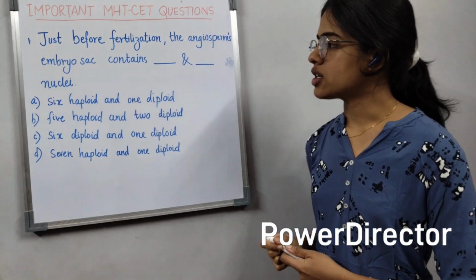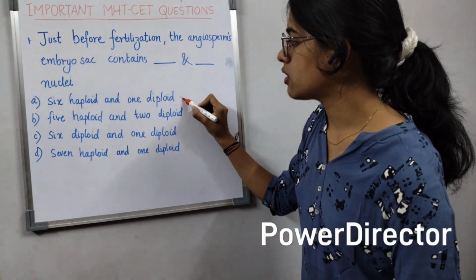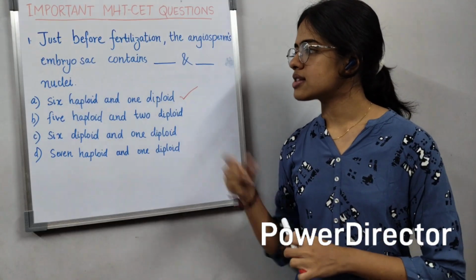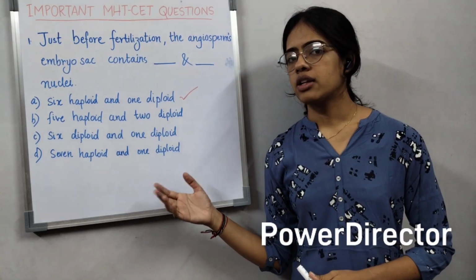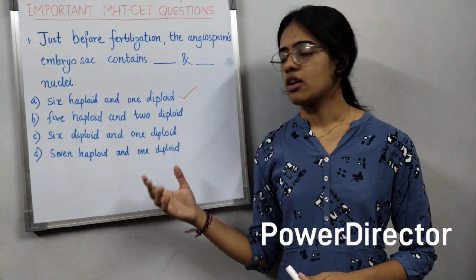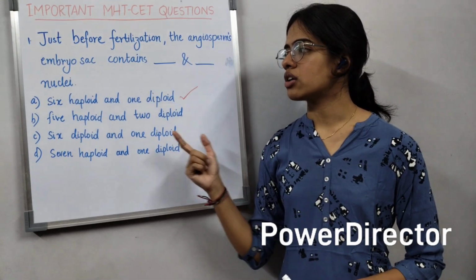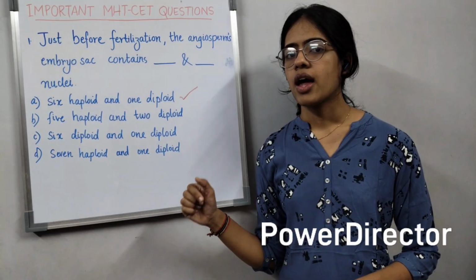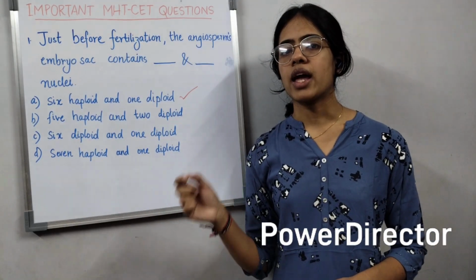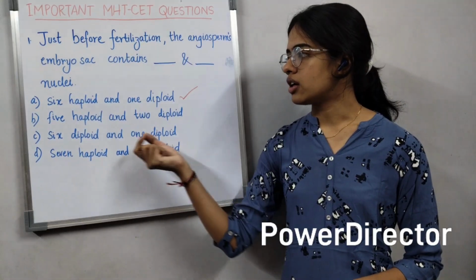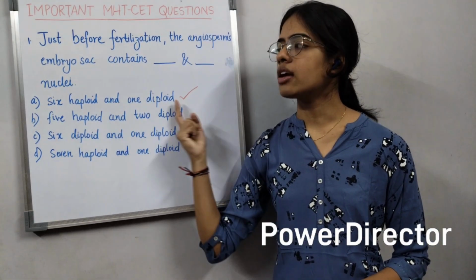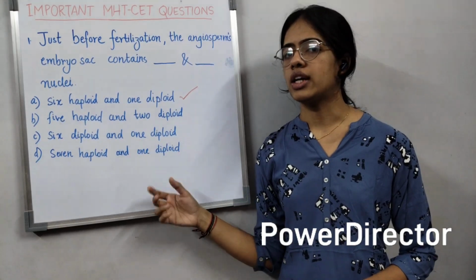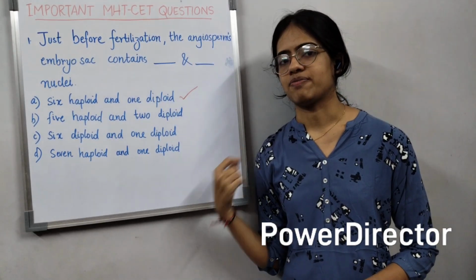So the correct option is 6 haploid and 1 diploid. Now I'll explain why this is the correct answer. In the video I had explained the process of megasporogenesis. In megasporogenesis, we understood that free nuclear divisions happen, and in free nuclear divisions it forms 8 nuclei, and here the ploidy matches with the 8 nuclei, and that is explained in the video in detail. So this is the correct answer.